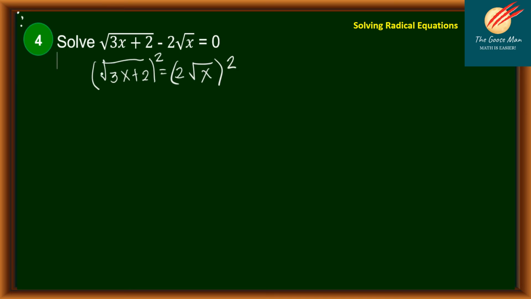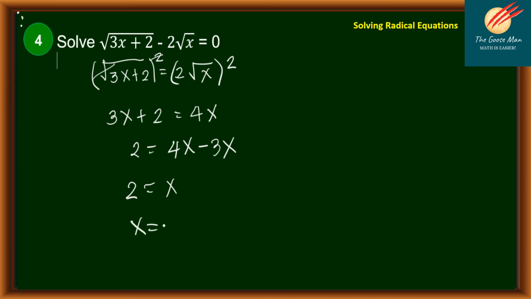So we can cancel the square root and the square. So we have here 3x plus 2 is equal to 2 squared, which is 4, times the square root of x squared, which is actually x. Then solving for x, now here we have 2 is equal to 4x minus 3x. So group together the variables. So we have here x is equal to 2.